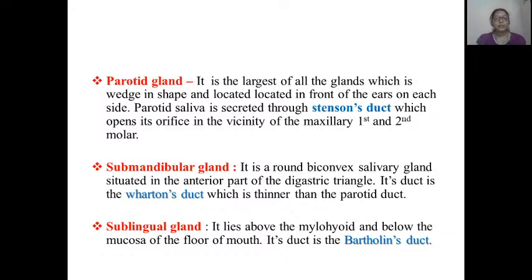The submandibular gland is a round biconvex salivary gland situated in the anterior part of the digastric triangle, and its duct is known as the Wharton's duct, which is thinner than the parotid duct. The third is the sublingual gland, which lies above the mylohyoid and below the mucosa of the floor of the mouth, and its duct is known as the Bartholin's duct.